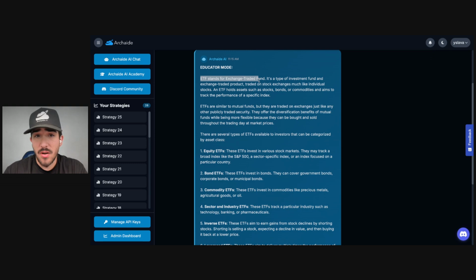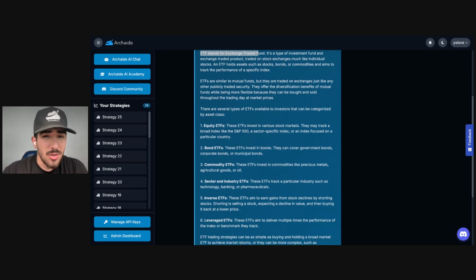So ETF stands for Exchange Traded Fund. It's a type of investment fund, an exchange traded product traded on stock exchanges, much like individual stocks. An ETF holds assets such as stocks, bonds, commodities, and aims to track the performance of a specific index. ETFs are similar to mutual funds, but they're traded on exchanges, just like other publicly traded securities. They offer the diversification benefits of mutual funds while being more flexible because they can also be bought and sold throughout the trading day at market prices.